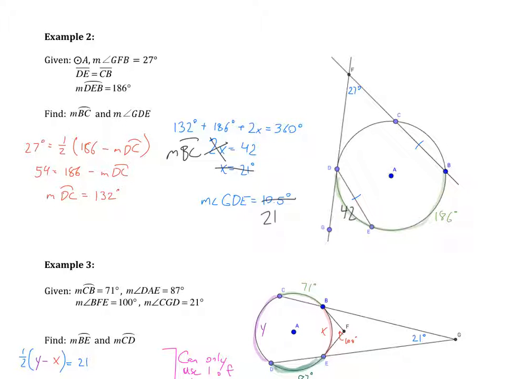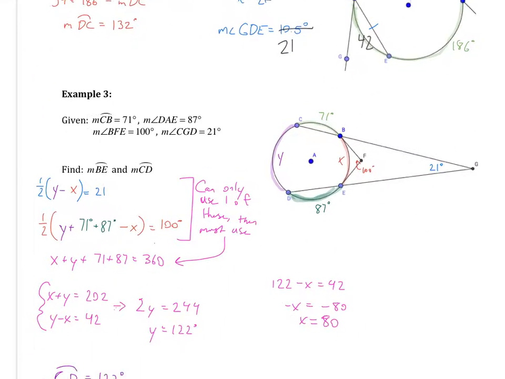Divide that by 2 because we have a chord right here and a tangent. So a tangent chord is 1/2 the intercepted arc. And that's how you get the answer of 21 for that angle and 42 for the measure of this arc.